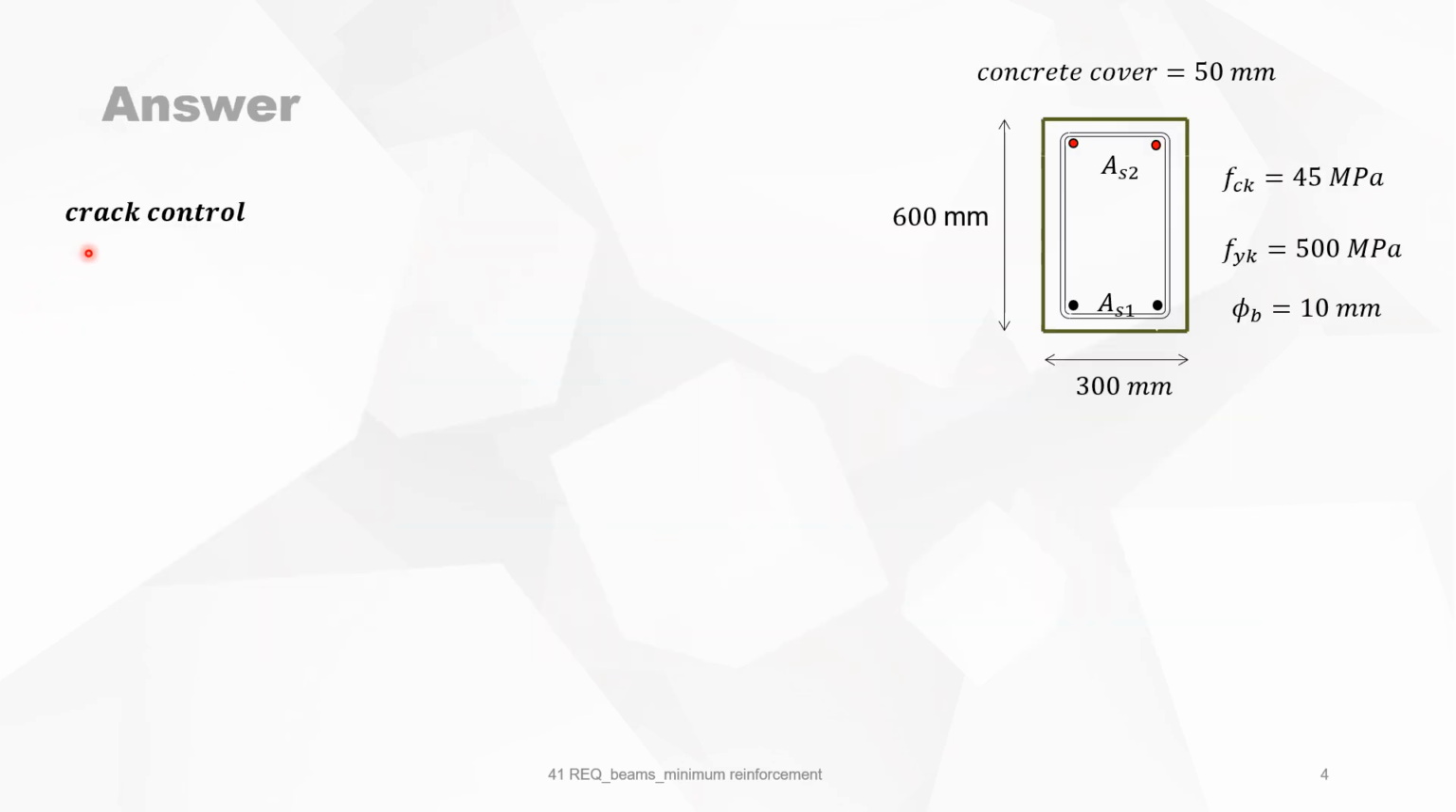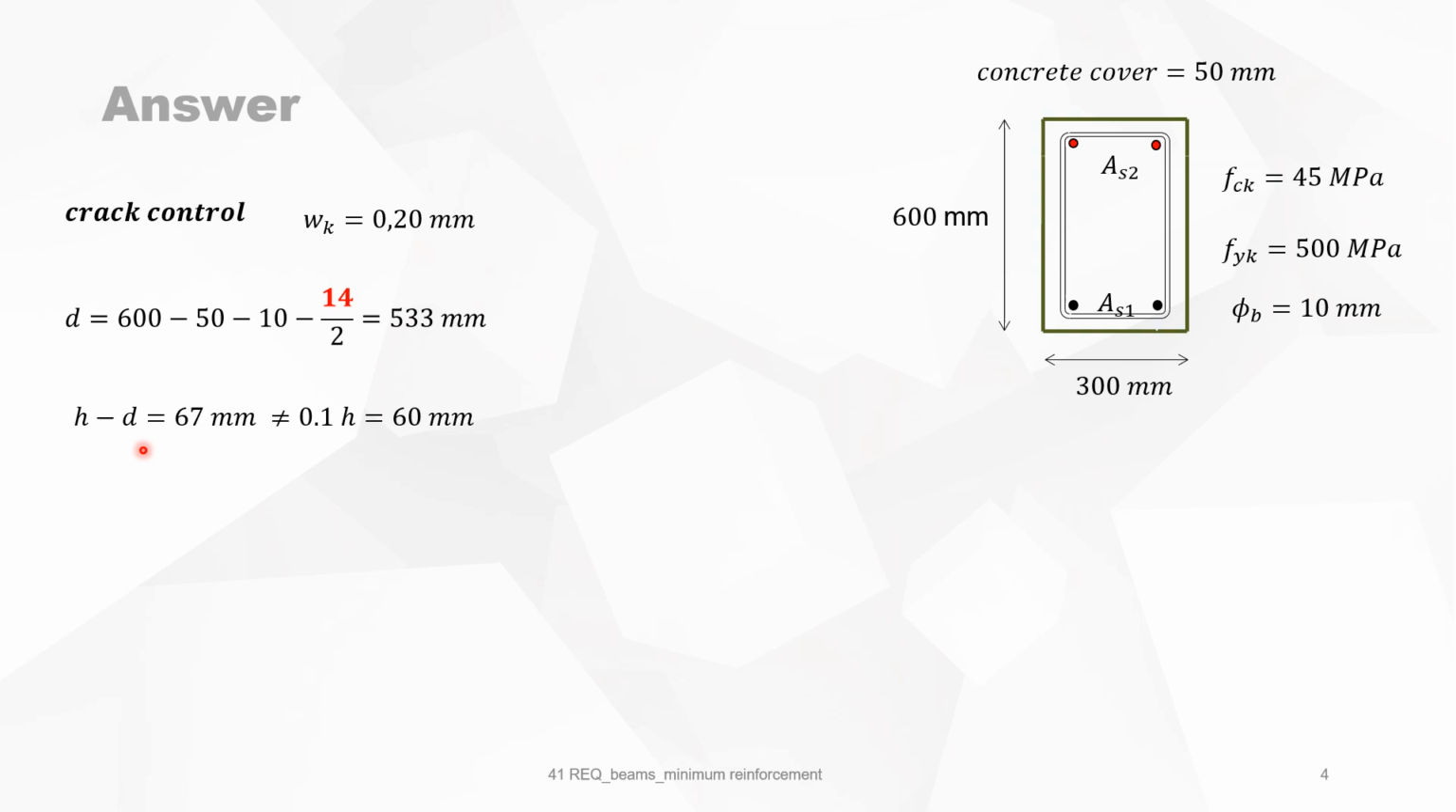For crack control, the maximum crack width is 0.2 millimeters. The effective depth of the beam is the total height minus concrete cover minus the stirrup diameter and minus the point of gravity of the reinforcement. We do not know the reinforcement yet, so we assume, because this is minimum reinforcement, that the reinforcement percentage will be very low, so we start with 14. If this does not work, then we have to redo the calculations with another diameter.